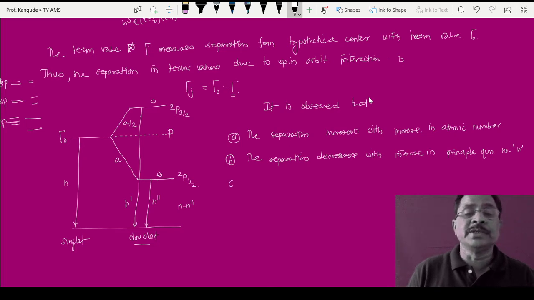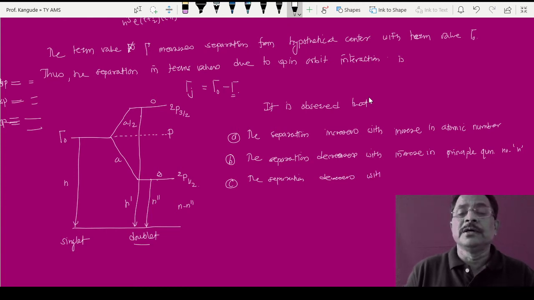And the last observation, C: the separation decreases with increase in L.